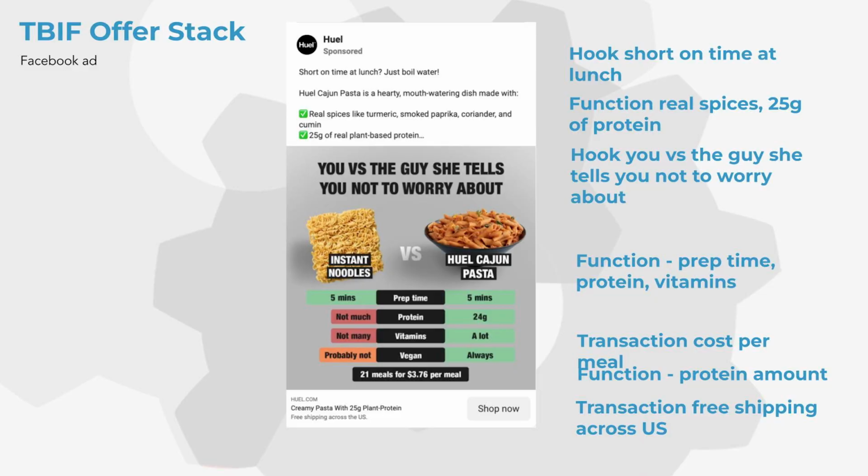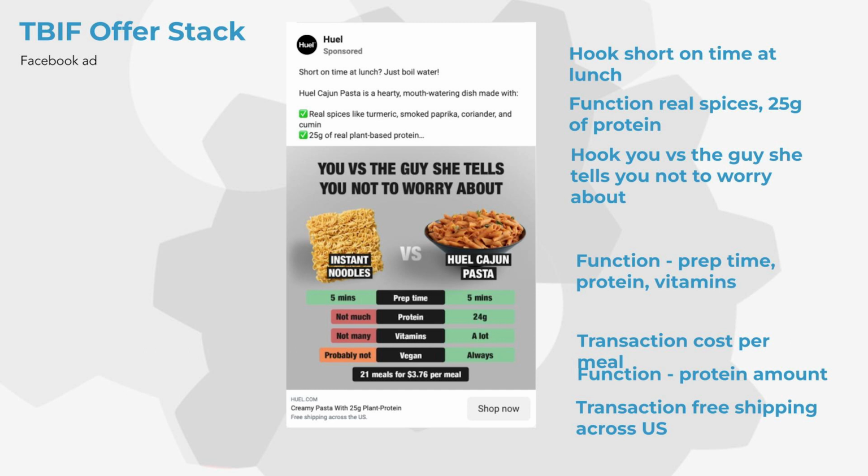They got a nice hook right at the top of this Facebook ad. It basically says, are you short on time at lunch? Speaking to that average day pain point from the customer avatar canvas. Right below that, they have functional attributes. It's talking about the amount of protein, the amount of spices that are in the products. And then they got the hook right there. It's a really clever one. It says, you versus the guy she tells you not to worry about. Speaking to a pain point there.